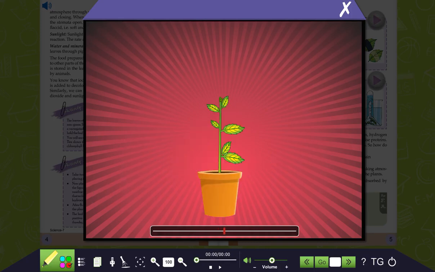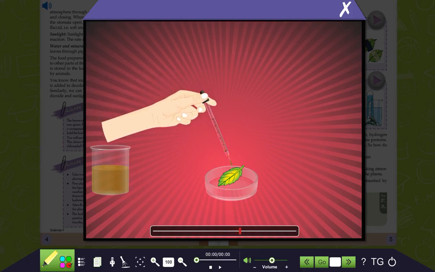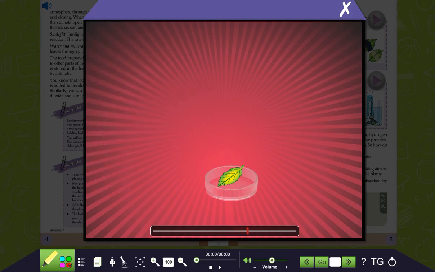Pluck a variegated leaf from a plant, perform the iodine test, and hold the leaf against a source of light. What do you observe? You will see only the green part of the leaf turns blue-black. This shows that only that part of the leaf which contains chlorophyll has prepared food.